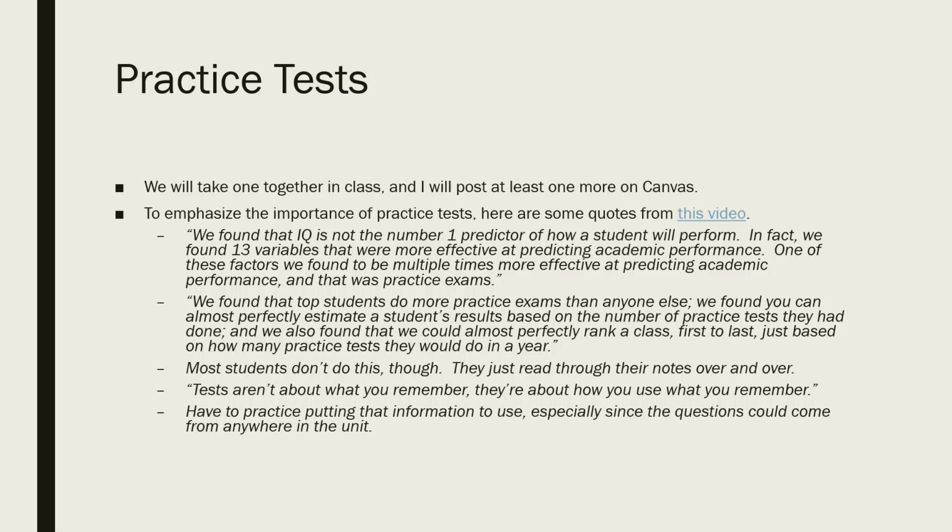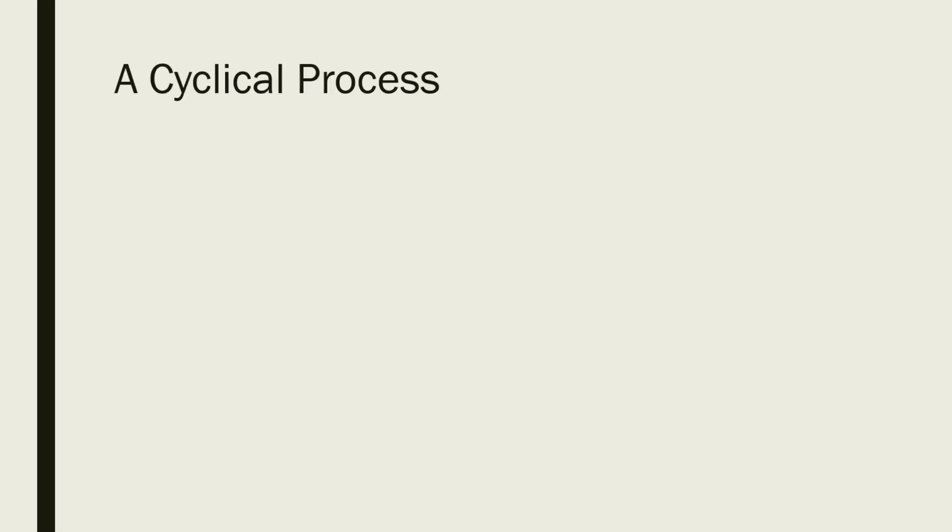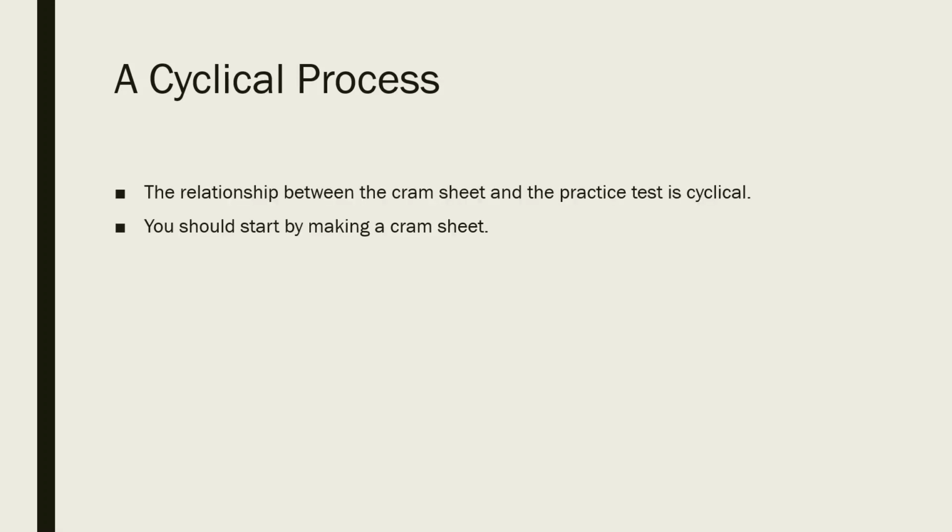Alright, so make a cram sheet, and take a practice test. Now this is a cyclical process. I would say those two things, making a cram sheet and then taking a practice test, are probably the two key ways that you're going to be able to prepare successfully for a test. But it's a cyclical process, and what I mean by this is that you should start by making a cram sheet. Okay, you should try to get a cram sheet done before we take our practice test together in class, right? So start off by making a cram sheet, and then you should take a practice test.